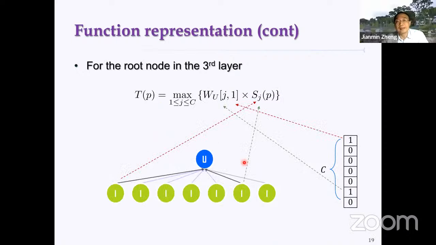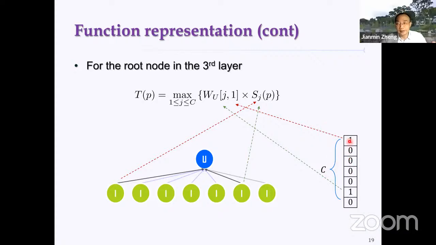For the third layer, there's only a single node called the root node. So we use T_P as the occupancy function for the root node. T stands for the third layer, and T actually represents the occupancy function for the final overall object. So the matrix for the third layer is a column vector, or a matrix of C by 1. Each entry has a value 1 or 0.